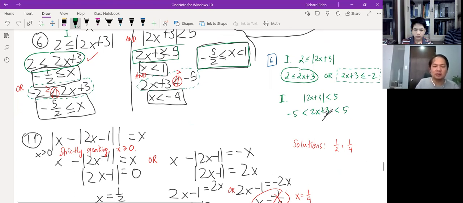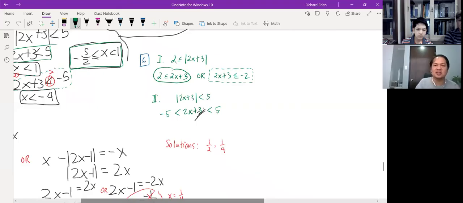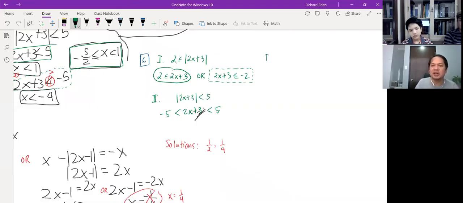Okay. Another way to come up with these is ganito, no? If you look at part 1, so the absolute value of 2x plus 3 is greater than or equal to 2. The absolute value of 2x plus 3, that's either 2x plus 3 or the negative of 2x plus 3. So kumbaga, you have case 1a and then case 1b. And then these are absolute value expressions which are greater than or equal to 2.